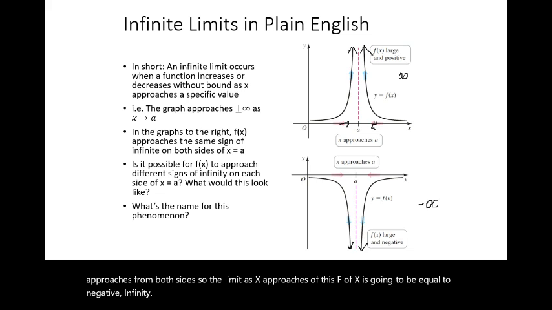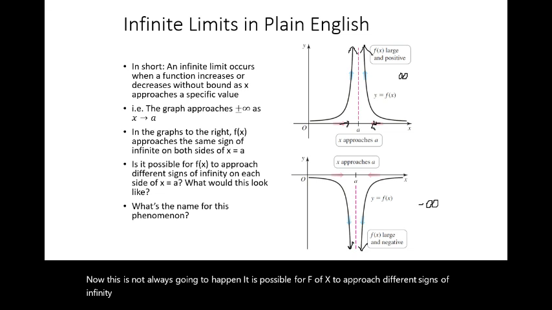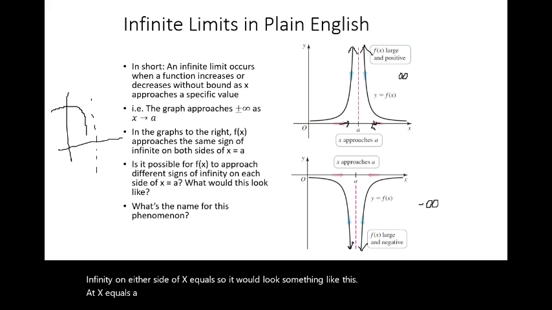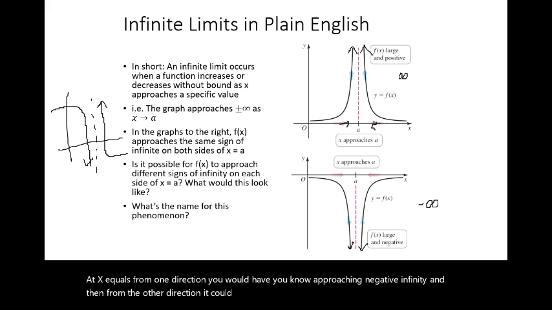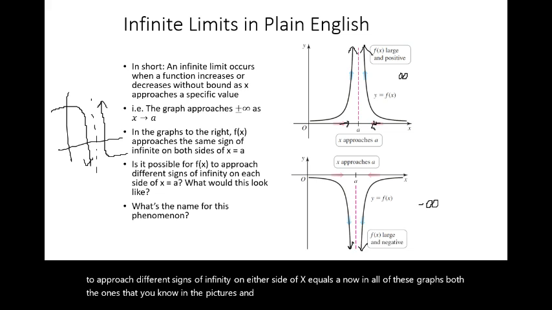Now, this is not always going to happen. It is possible for f of x to approach different signs of infinity on either side of x equals a. So it would look something like this. At x equals a, from one direction you would have it approaching negative infinity, and from the other direction it could approach positive infinity, and vice versa. So it is possible to approach different signs of infinity on either side of x equals a. Now, in all of these graphs, both the ones in the pictures and the one I just drew, these are all vertical asymptotes.